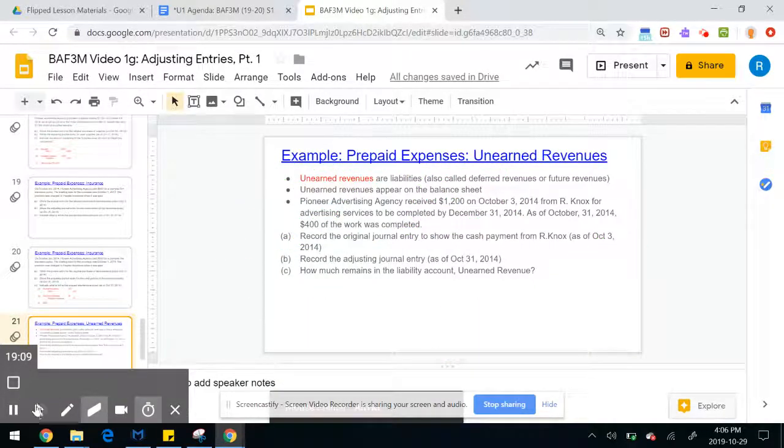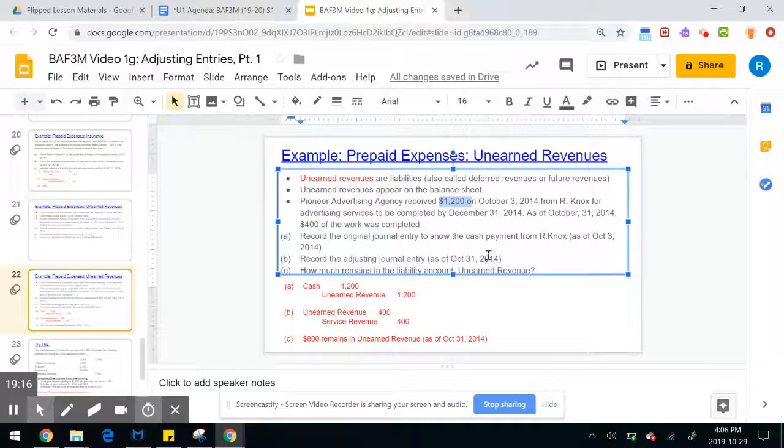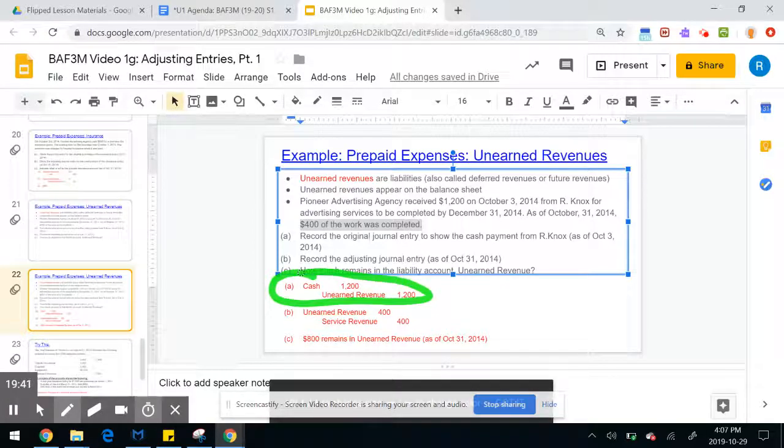So this transaction, just to review, and here's the answer again, involved $1,200 received up front, but we've only done $400. We only did a third of it. We only actually earned a third of this revenue in October because it's going to be fully completed by December 31st. And it asks how much remains in the liability account for unearned revenue, assuming that we've done a third of the work in the month of October. Only $400 was completed. So the initial transaction, this is not an adjusting entry, this is just them giving us cash, was this.